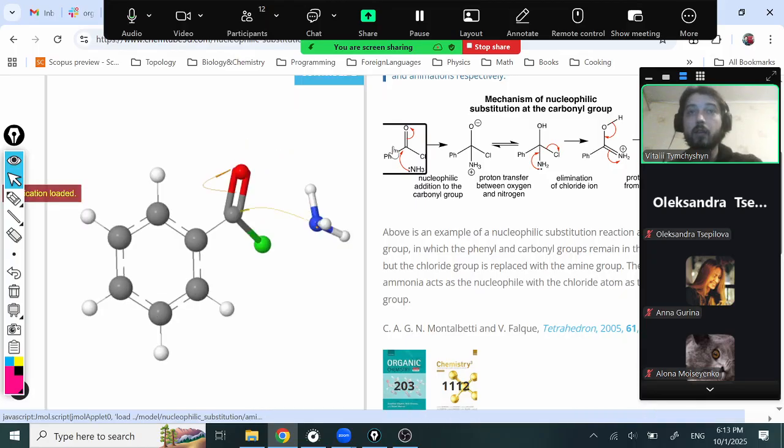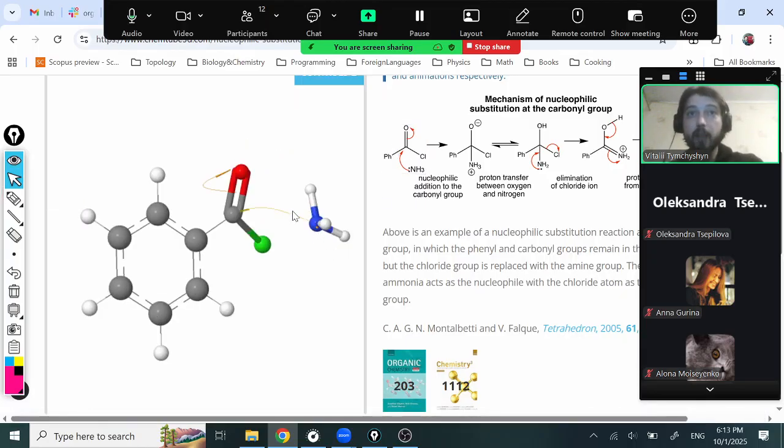Now, how does that look? So let's take a look. These electrons will be used to create a new bond. Electrons from one of these bonds, from the pi bond basically, will move to the oxygen. Let's check.